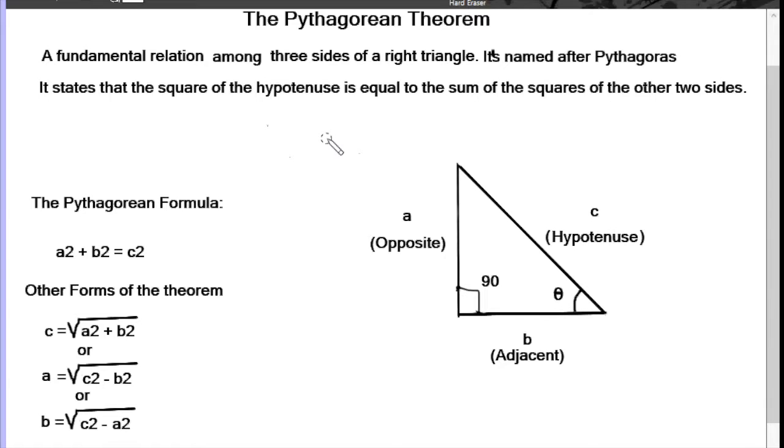The Pythagorean formula is simplified in mathematical terms: a squared plus b squared equals c squared. This means that you can find the value of the third side in a right triangle by just knowing the other two sides.